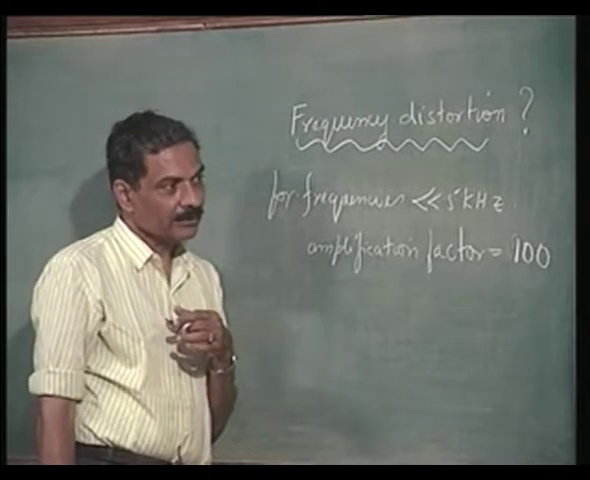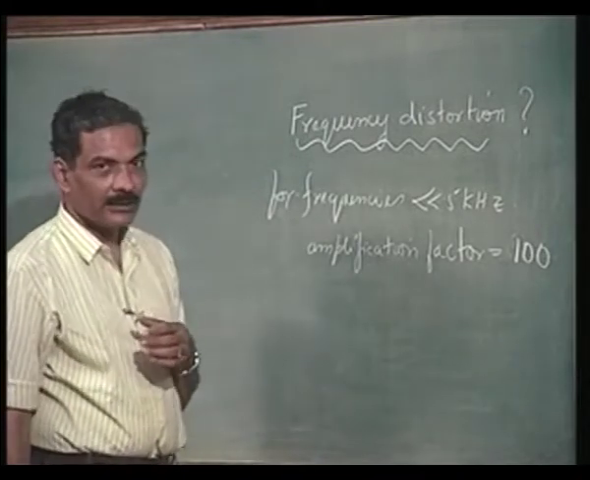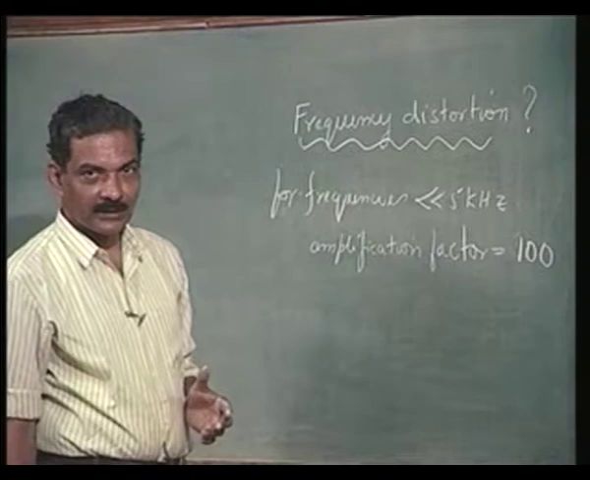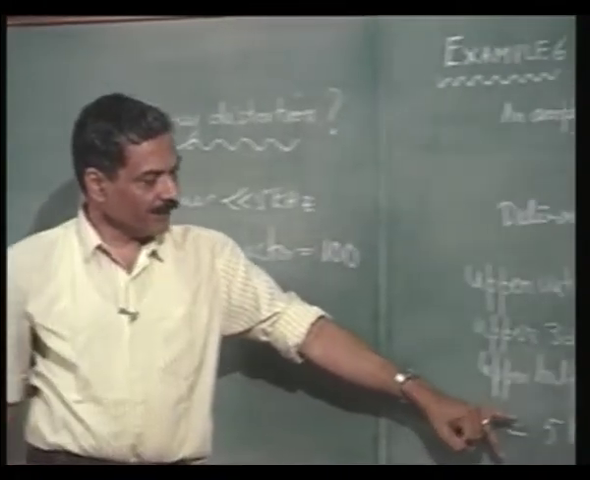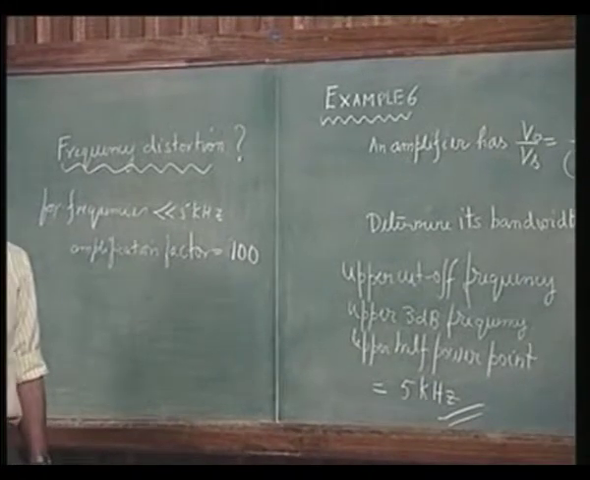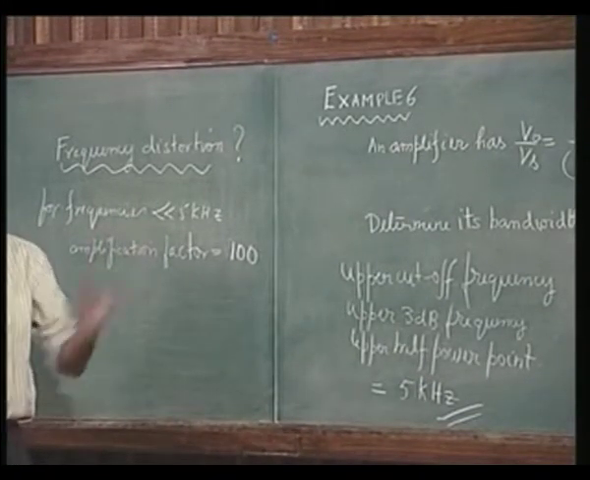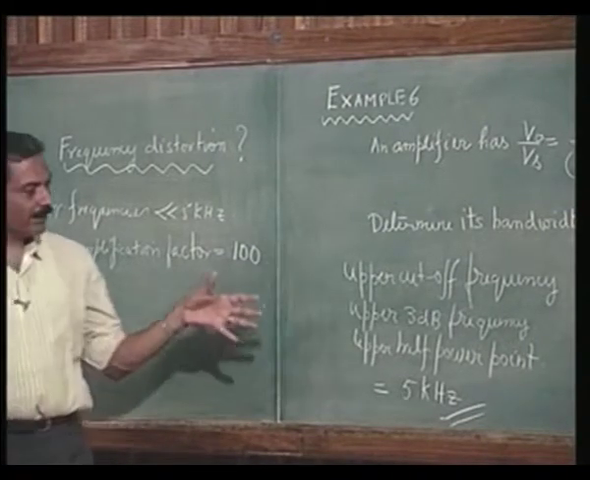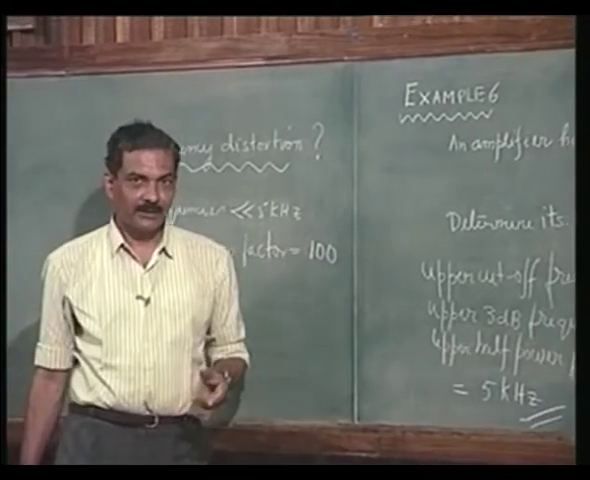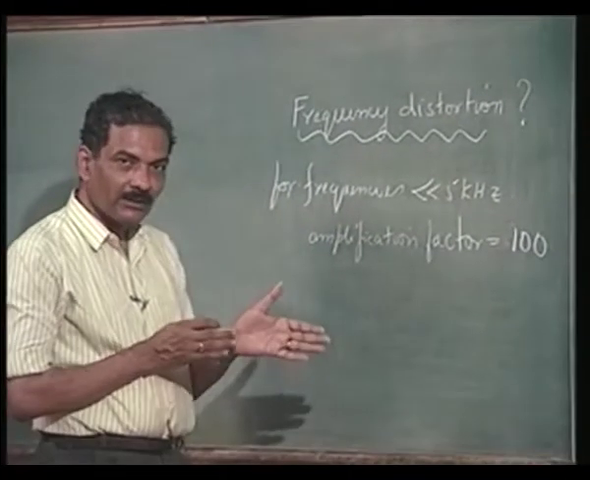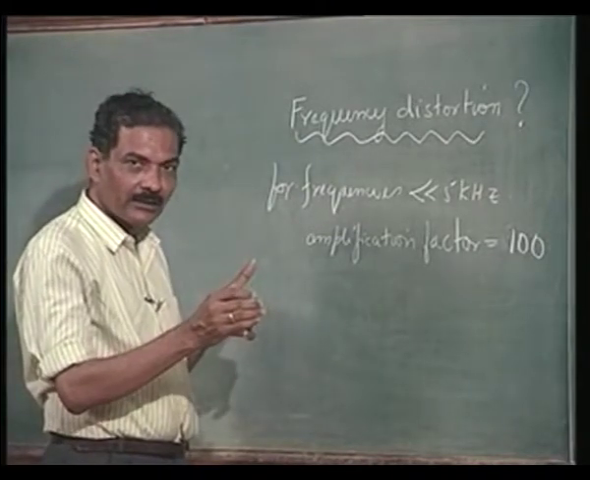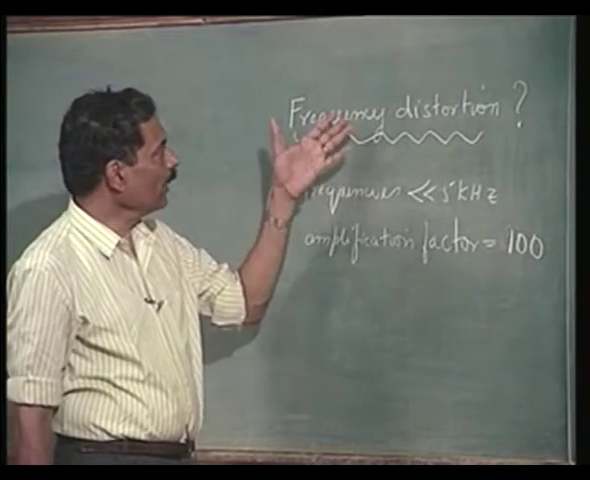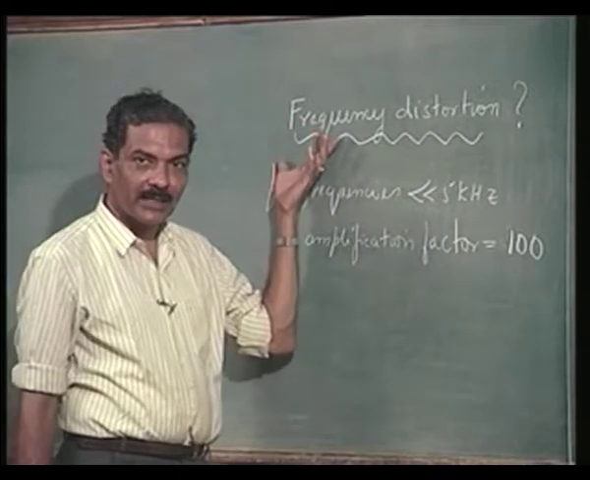Not only that, this is amplitude distortion. Further, these different frequency components will be subjected to phase shift also. As I told you, at 5 kilohertz, the phase shift suffered is going to be 45 degrees. 1 plus j corresponds to 45 degrees. So, different frequency components will suffer different phase shifts, and this phase shift will cause the signal to be distorted. So, both amplitude distortion and phase distortion will occur because of the frequency dependence of gain.